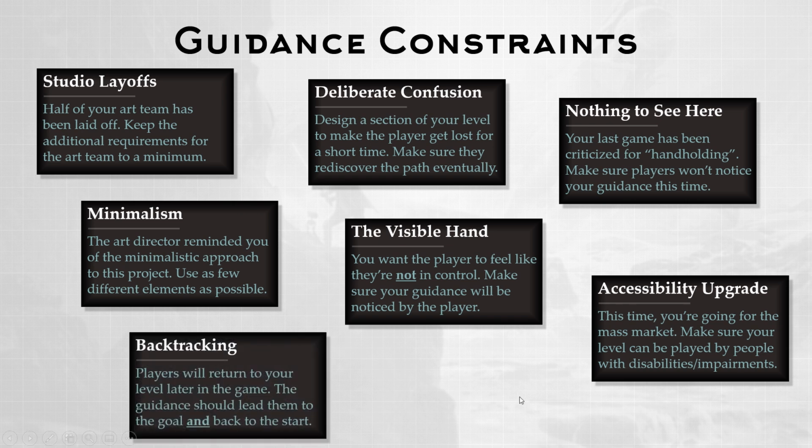And finally, number 7, backtracking. Players will return to your level later in the game. Your player guidance should lead them to the goal of your level and back to the start, and you should use the same elements for that. Alright, now that you've got a theme and a guidance constraint, you can start working on the assignment.